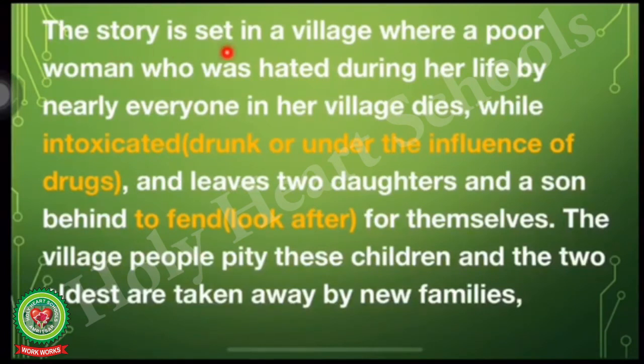The story is set in a village where a poor woman who was hated during her life by nearly everyone in her village dies, while intoxicated, and leaves 2 daughters and a son behind to fend for themselves. Students, please underline the word intoxicated and write down drunk or under the influence of drugs. So she dies while intoxicated. And underline the word fend and write down look after. So she leaves behind 2 daughters and 1 son to look after themselves.